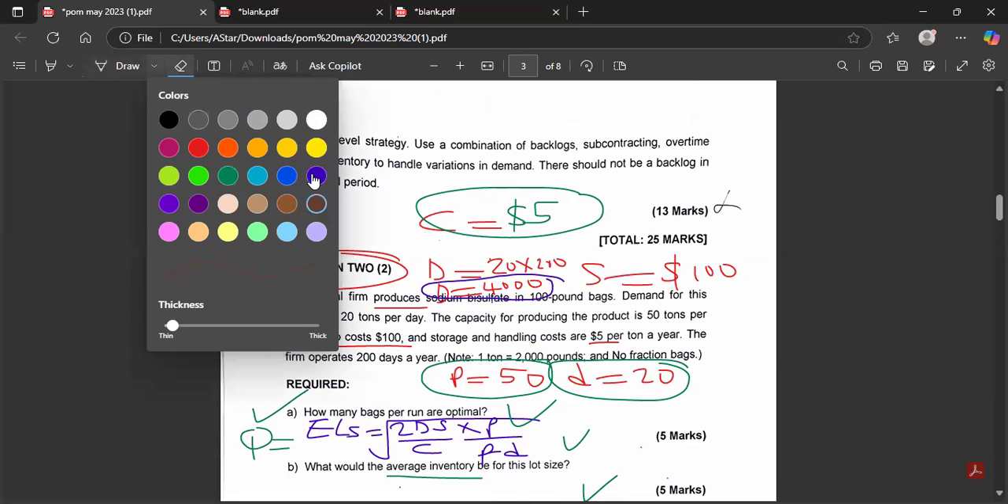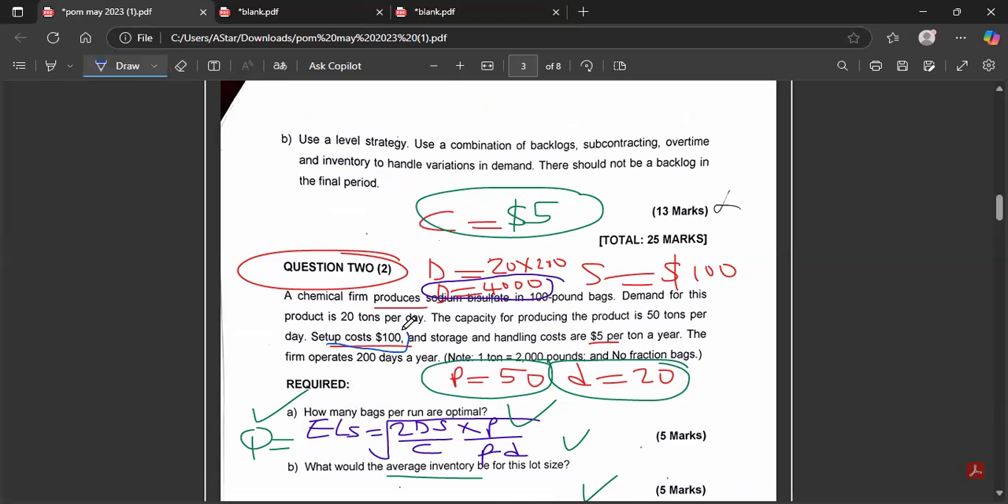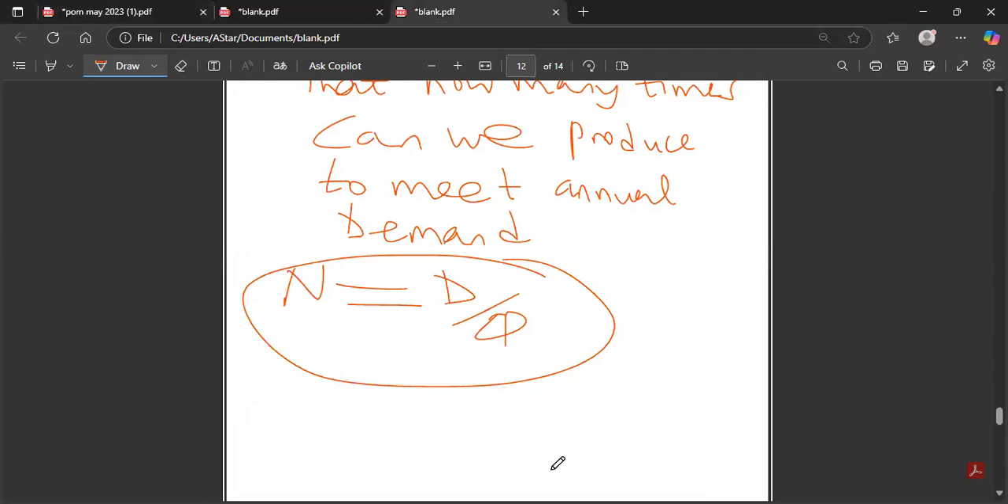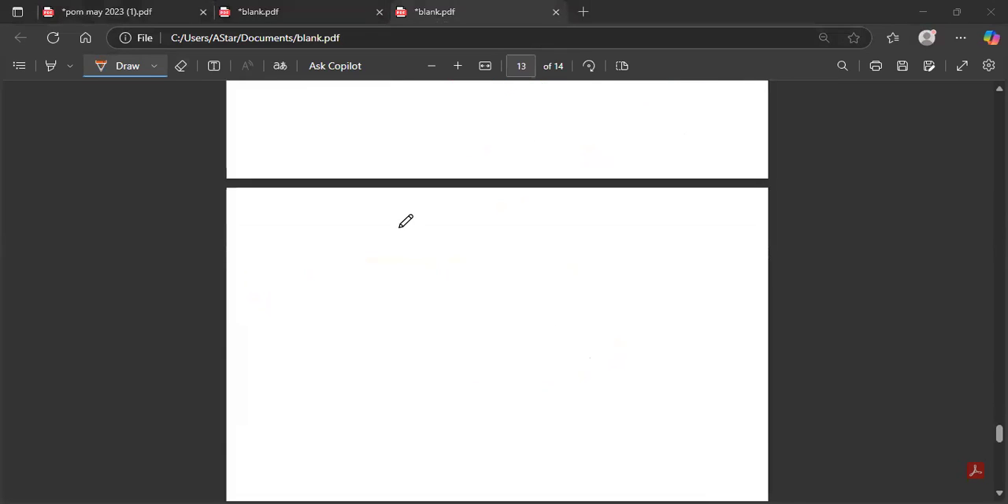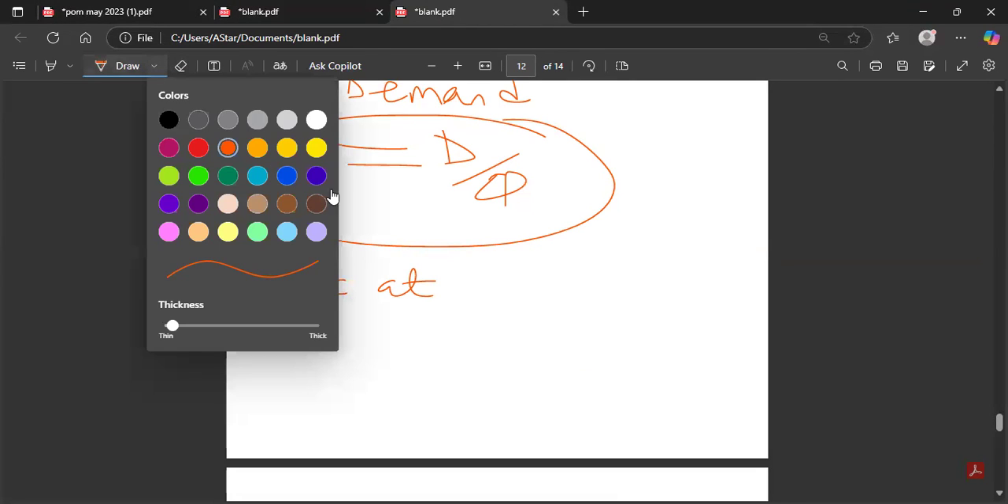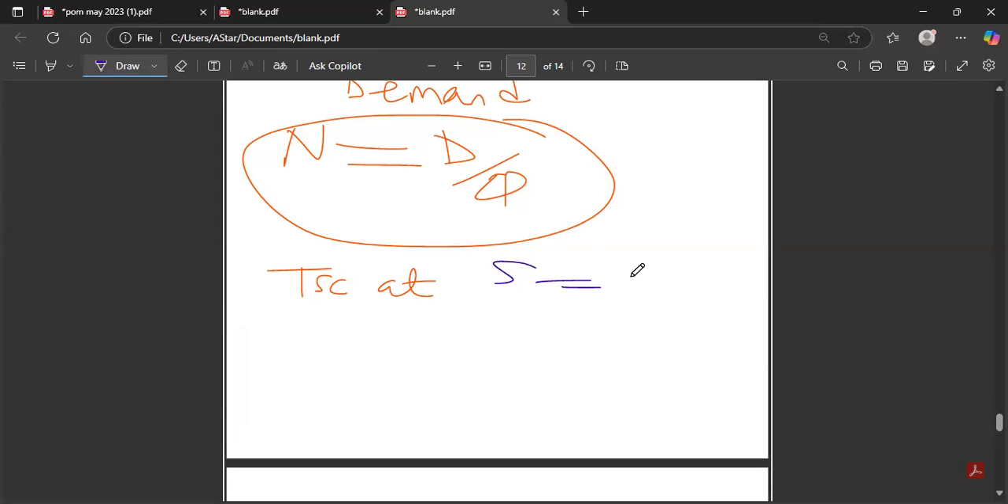If you want me to show you, I can show you from here. The setup cost was 100, which is this one. So now let us find the total stocking cost when the setup cost was 100. So let us find the total stocking cost at S equals $100.